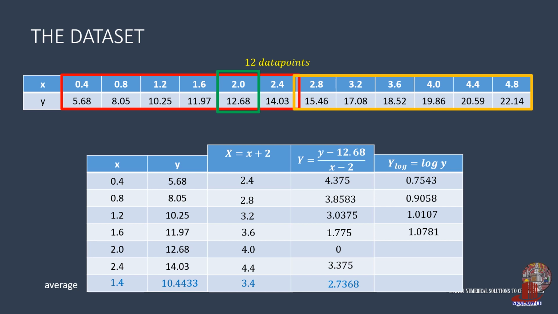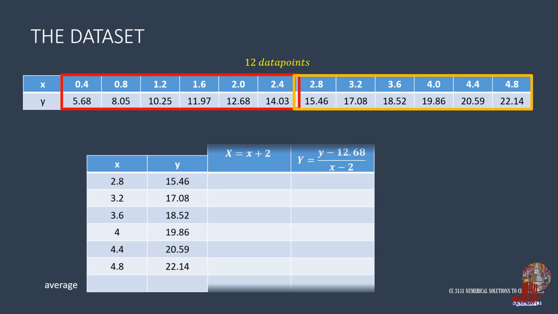1.0781 is from 11.97. 1.1031 is the log of 12.68. And the logarithm of 14.03 is 1.1471. Add all these together and take the average, which comes out as 0.9999.